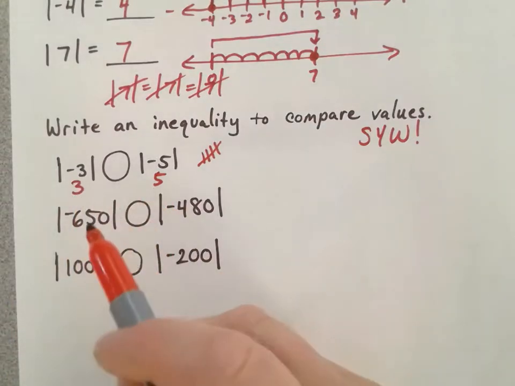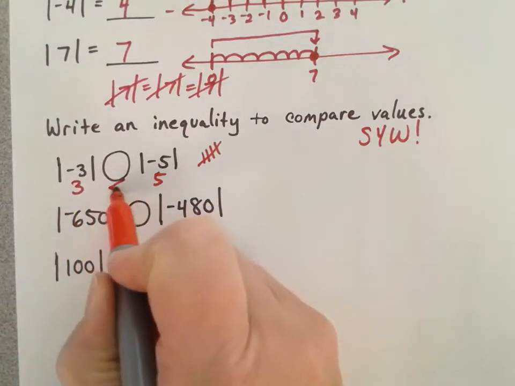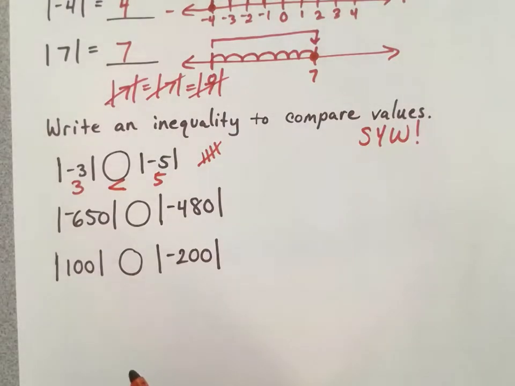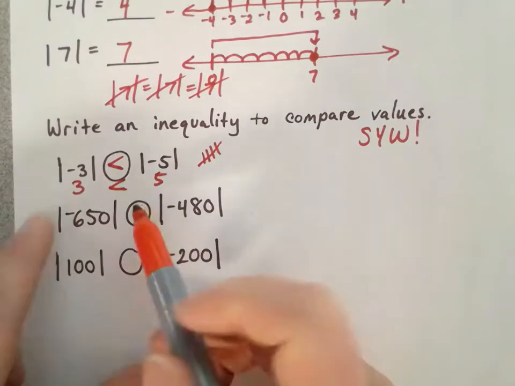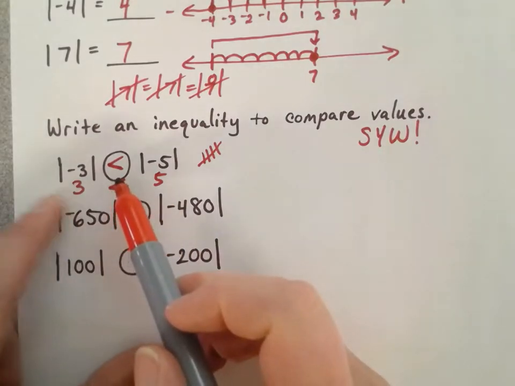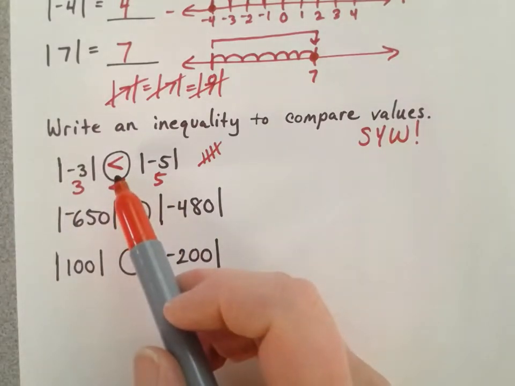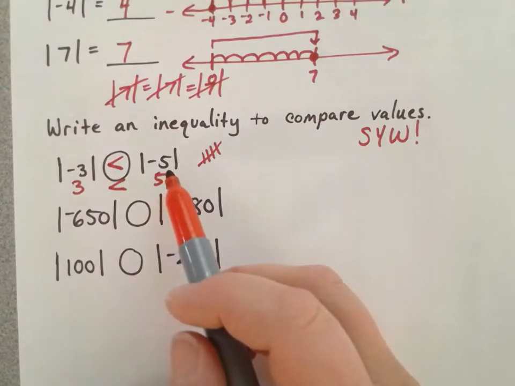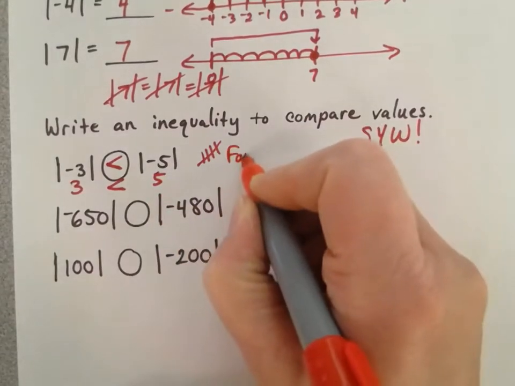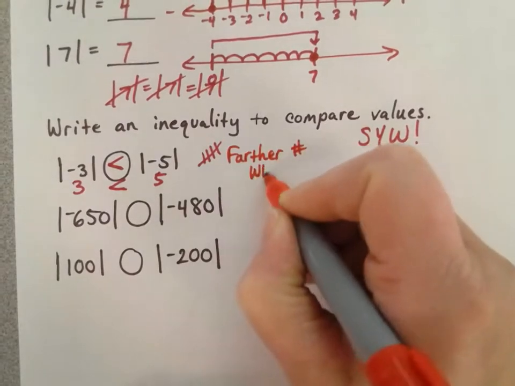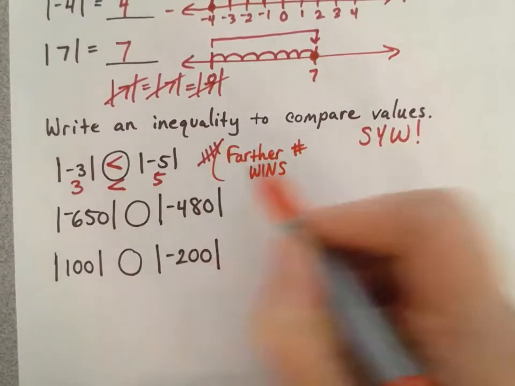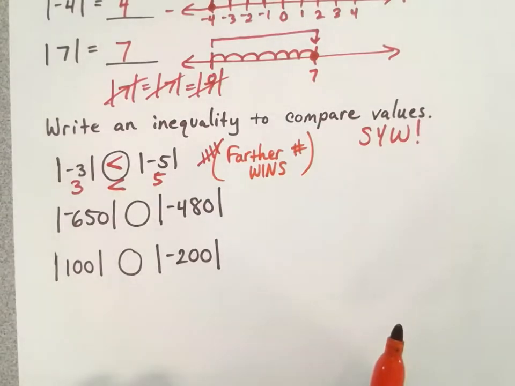3 to 5. Well, I know 3 is less than 5. I'll use a less than symbol. And if this is a true statement, that also means I can slide this inequality symbol into the original problem. The absolute value of -3 is definitely going to be less than the absolute value of -5. If you notice, the farther number wins. The farther number wins. Okay, so in this situation, we're looking for the farther number.